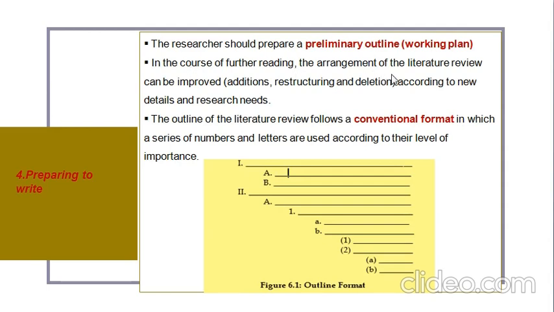In the course of further reading, the arrangement of the literature review or its outline can be improved. This is done by making additions, restructuring, reorganization, and sometimes deletion, according to the new details and researcher needs. According to new resources that the researcher may find, he may add sections or headings or elements. He may think that some elements are irrelevant and can delete them. He may find a better way of structuring the information. This depends on further reading.